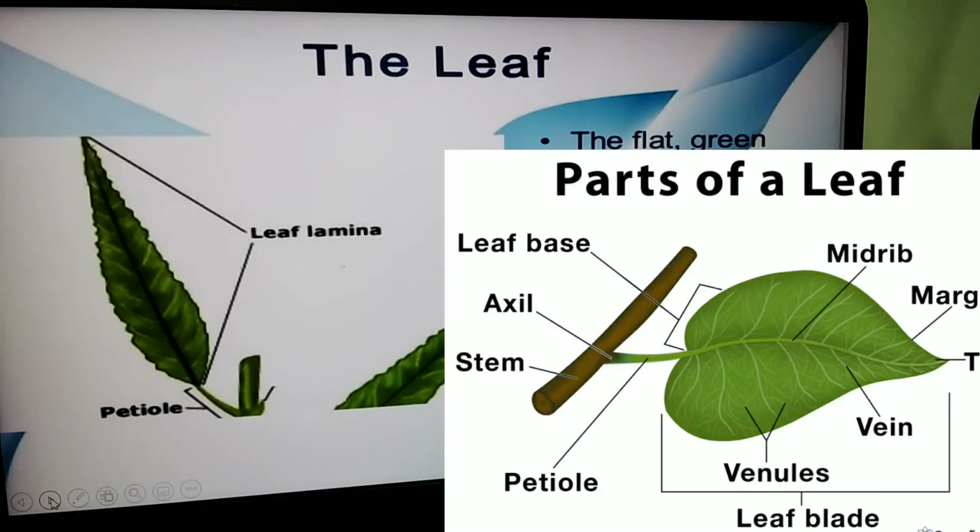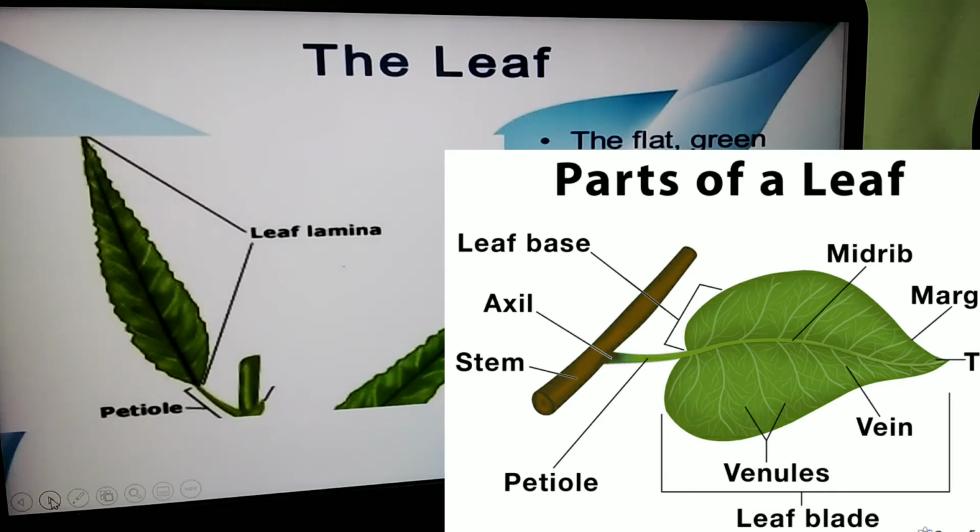Coming to the parts of the leaf. Leaf base: the part of the leaf arising from the node is called the leaf base. Leaf stalk: the thin stalk extending from the leaf base is called the leaf stalk or petiole. Leaf blade: the broad, flat, green part of the leaf is called the leaf blade.